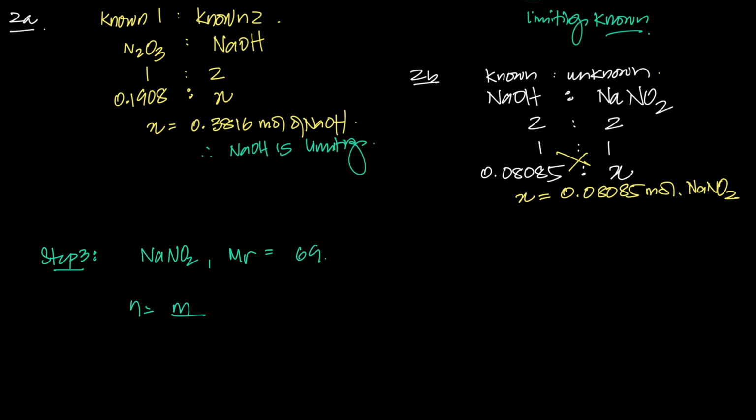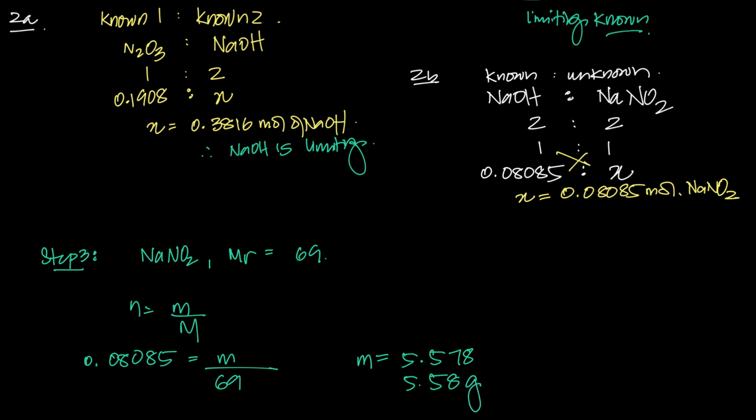So the number of moles is basically mass over molar mass. And what mass do I get? What is the number of moles? 0.08085, mass over 69. And then I cross multiply and I get the value for M, which is 5.578 grams. So this rounds out to 5.58 grams of NaNO2.